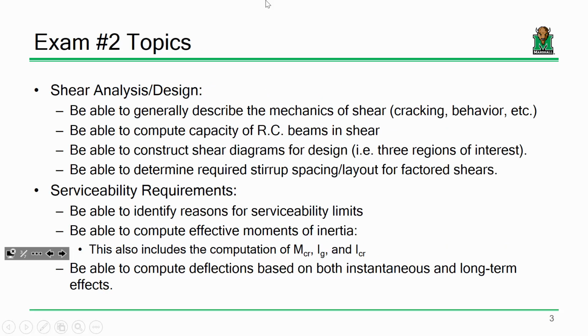Here's the long and short of what's going to be on the exam. Shear, okay? Make sure you generally understand how shear behaves in concrete beams: concepts, mechanics, etc. Make sure you can compute the capacity of a beam in shear, VBC plus VBS. Make sure you can construct the shear diagrams. You also need to highlight the 3 regions. Remember, regions where you need stirrups, regions where the concrete carries the shear, and regions where you don't need stirrups at all. Make sure you can identify those. And make sure you can determine stirrup spacings and layouts.